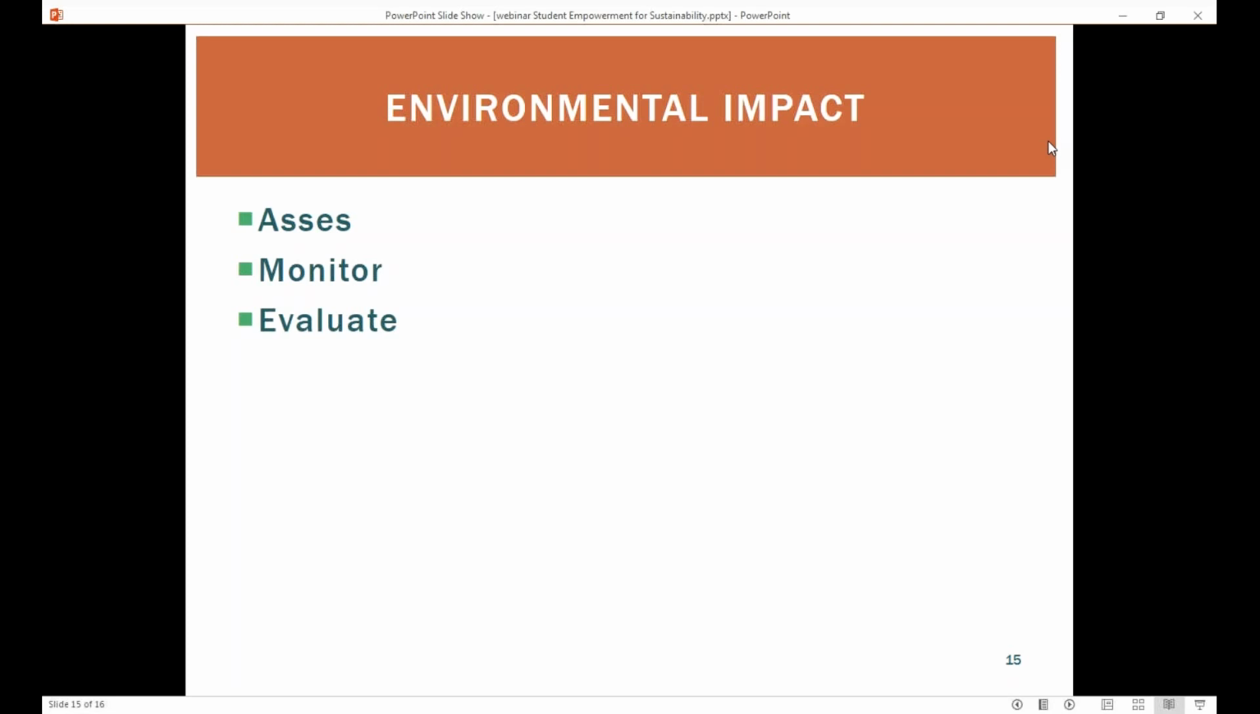Assess it beforehand, check it throughout the process and afterwards. Don't only evaluate whether your activities are successful, but also evaluate the impact you made.